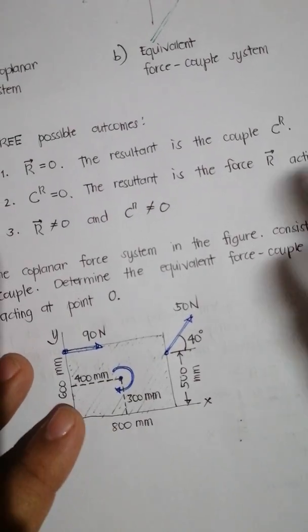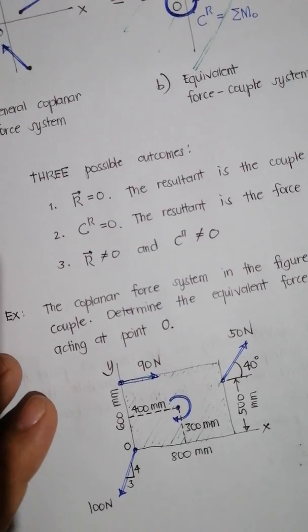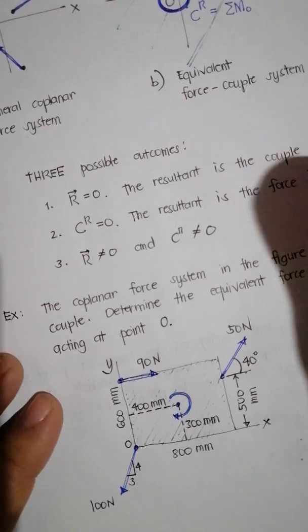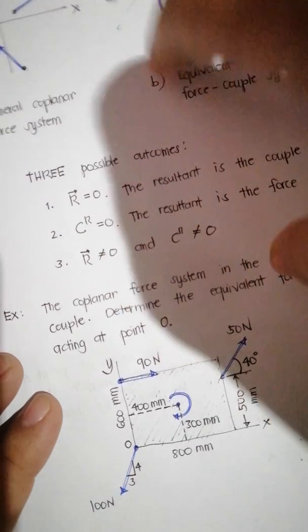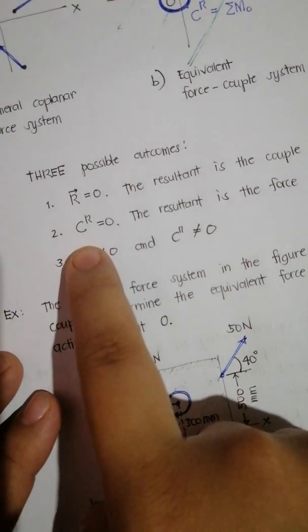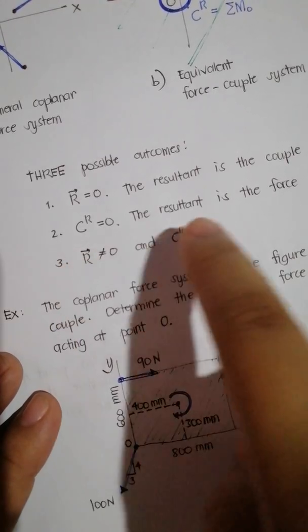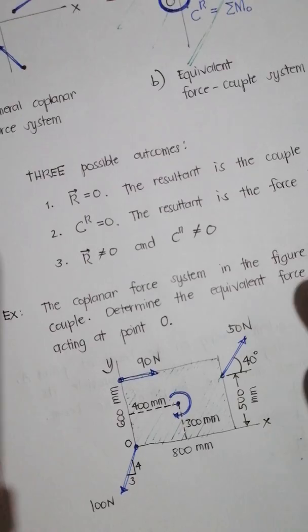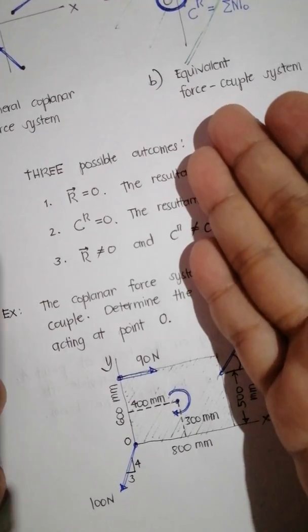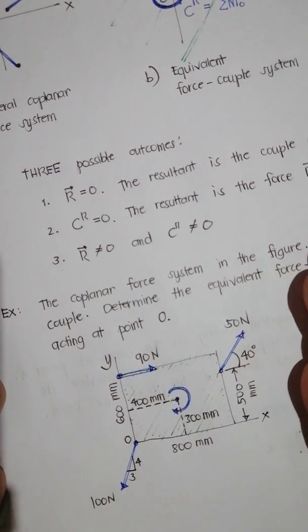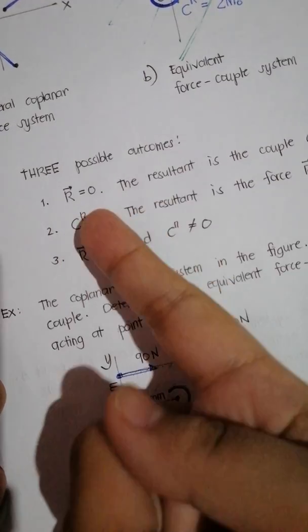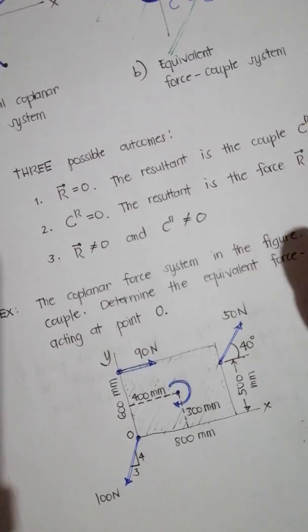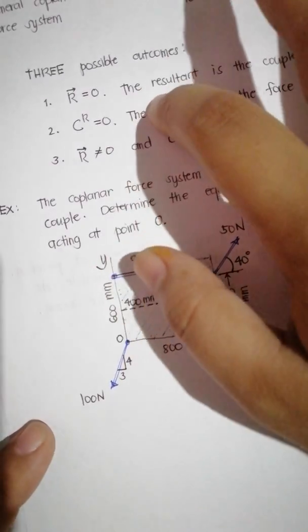Conveniently, again, to make a non-concurrent force system concurrent, we have to transfer everything conveniently to the origin. Now, the third possible outcome is that both are not equal to zero. So when we transfer all of the forces to the origin, there is a resultant force value that is non-zero, and the resultant couple is also not equal to zero. So these are the three possible outcomes.